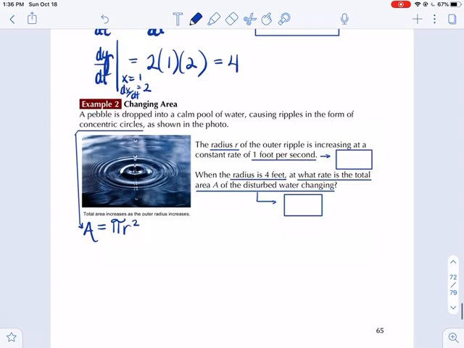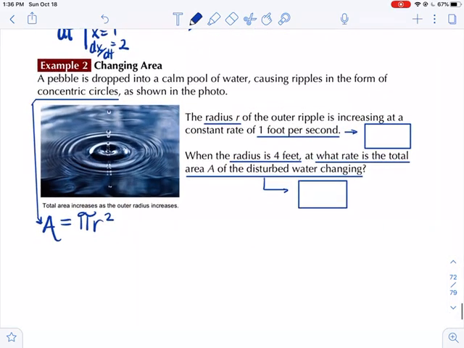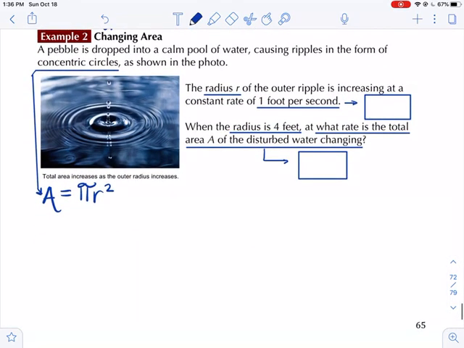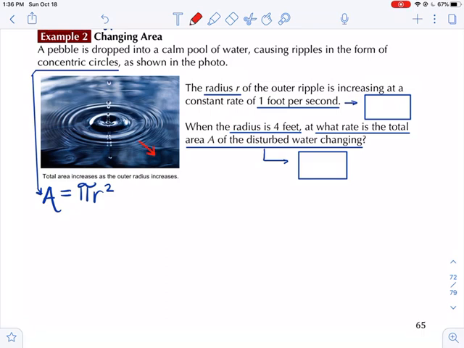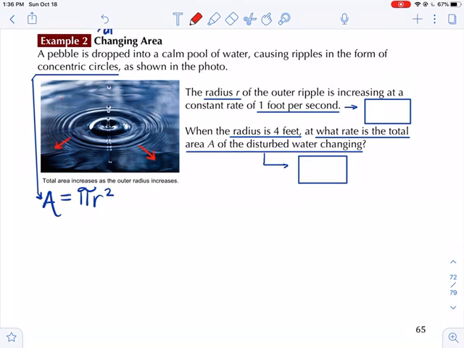Okay, so now let's try one with changing area. So example 2, changing area. A pebble is dropped into a calm pool of water, causing ripples in the form of concentric circles as shown in the photo. The radius r of the outer ripple is increasing at a constant rate of 1 foot per second. You've all done this with water before, right? So it's kind of going out like this, but not only in that direction, it's going out in all directions, right? As that circle gets bigger and bigger and bigger.